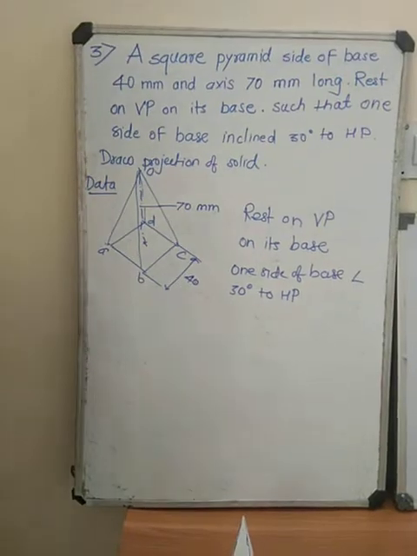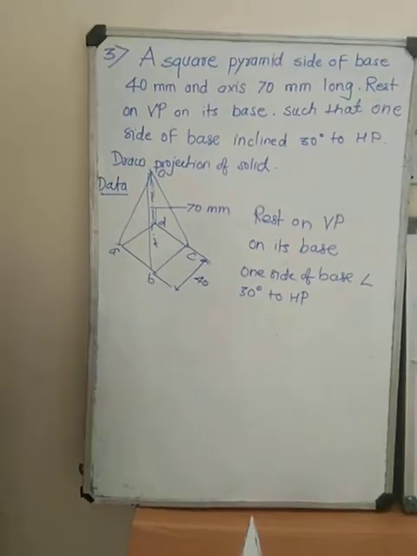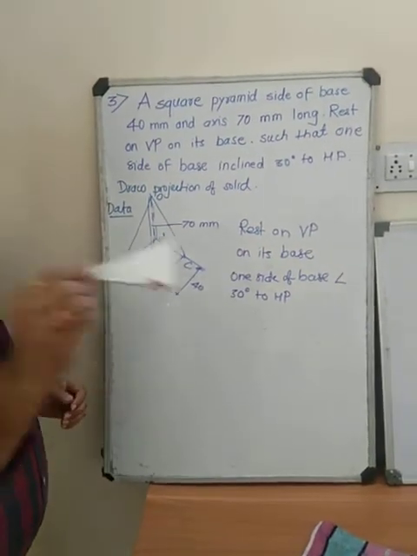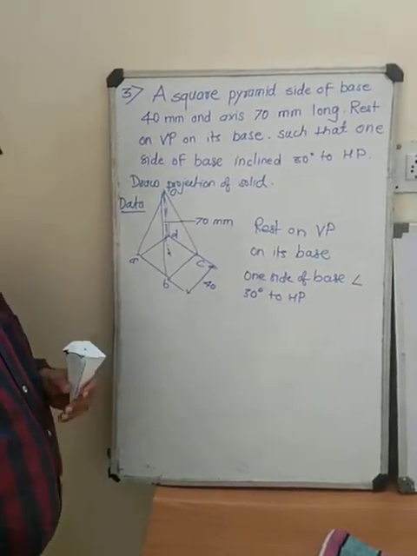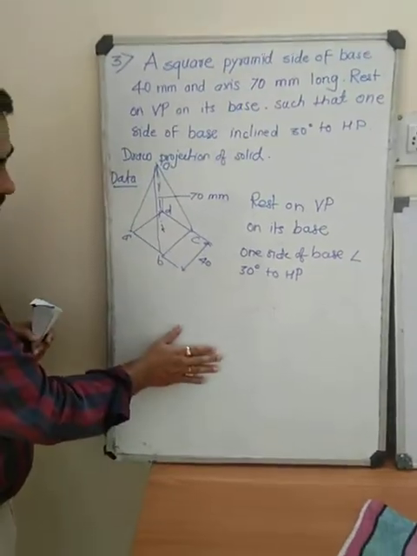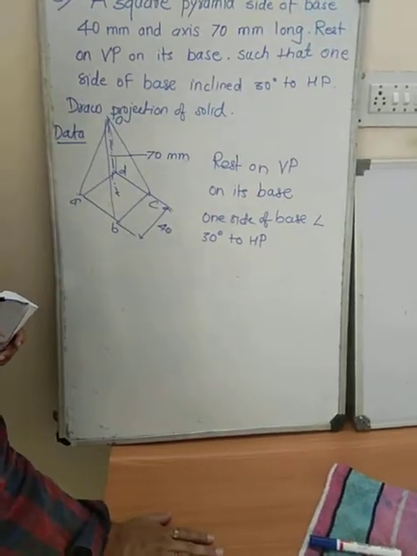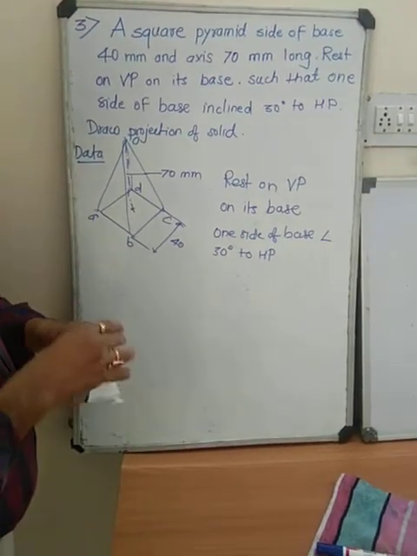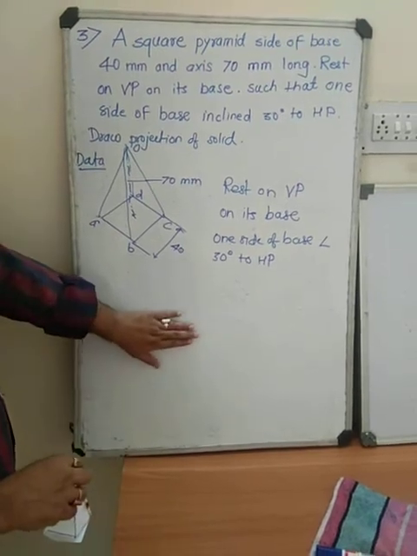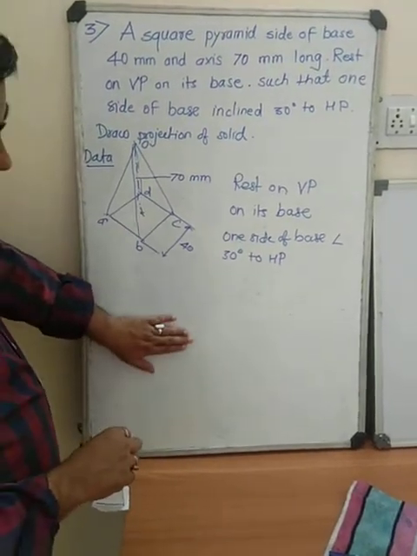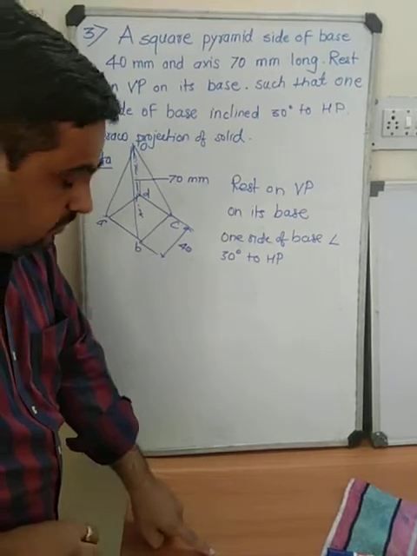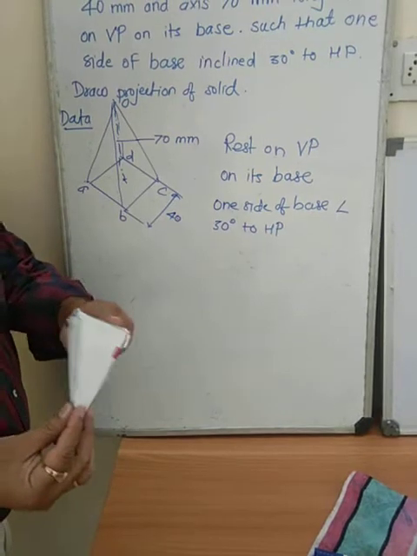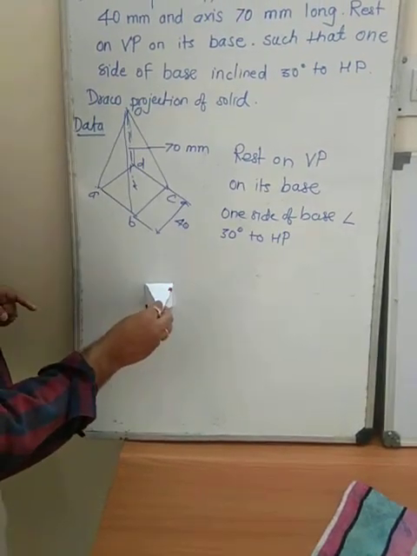Now you have to imagine the position of the solid. You know the solid, that is a square pyramid. Imagine the position of the solid according to the first quadrant. As you all know, this is VP, this is HP. Now what is given? A square pyramid, side of base 40 mm and axis 70 mm, rests on VP. The solid is resting on VP, not HP, on its base. The base is on VP.